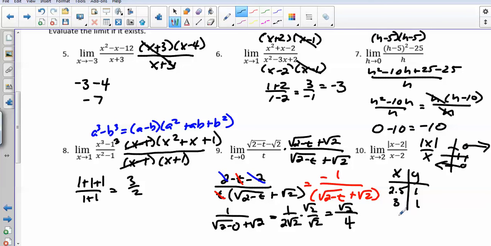On the left side, I can choose numbers less than 2, so I can choose 1.5, which gives me negative 0.5, absolute value 0.5. So 0.5 over negative 0.5 is negative 1. Or I could plug in 1, and I get 1 over negative 1, which is negative 1. So you can then see that on the left side, you're getting negative 1. So now you can see that as x approaches 2, because you get different numbers on the left than you get on the right, this just does not exist.